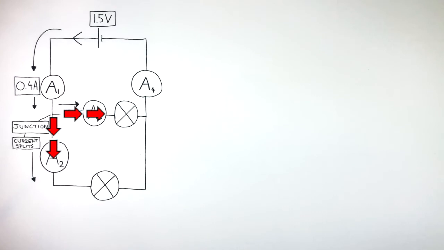So when the current does reach the junction, it's really important to not assume that the current splits in half. Part of the current will flow down one branch and part of the current will flow down the other branch. The current may split in half or it may not. So please do not ever assume the current always splits in half.